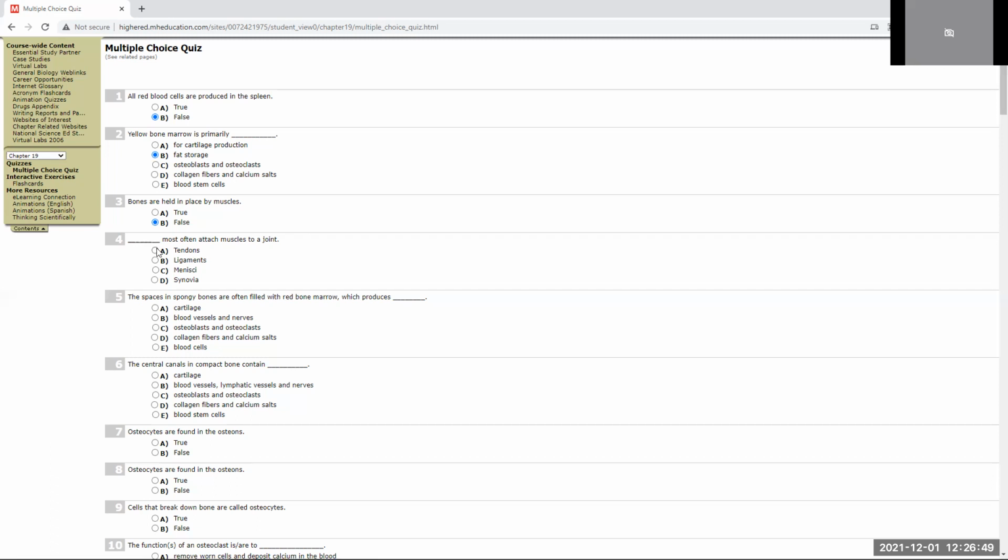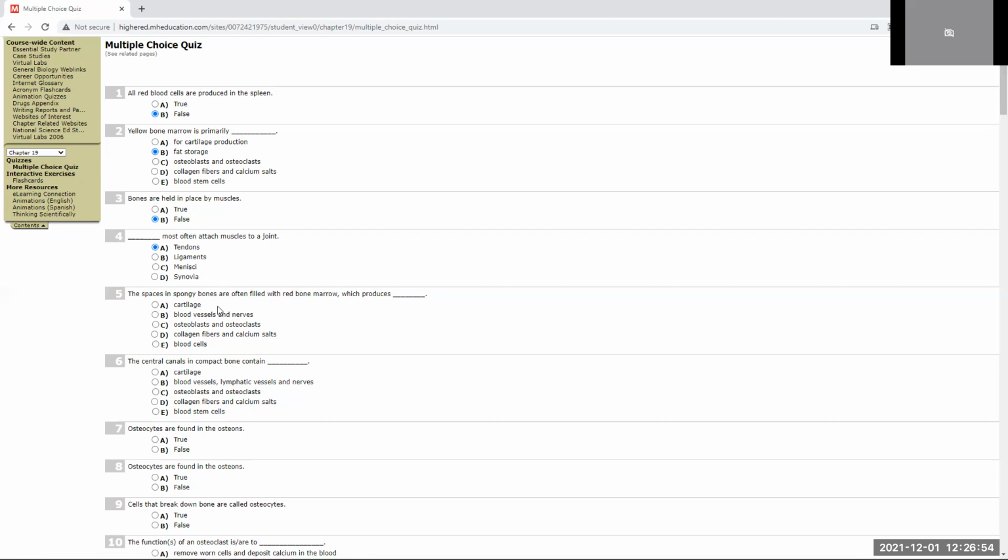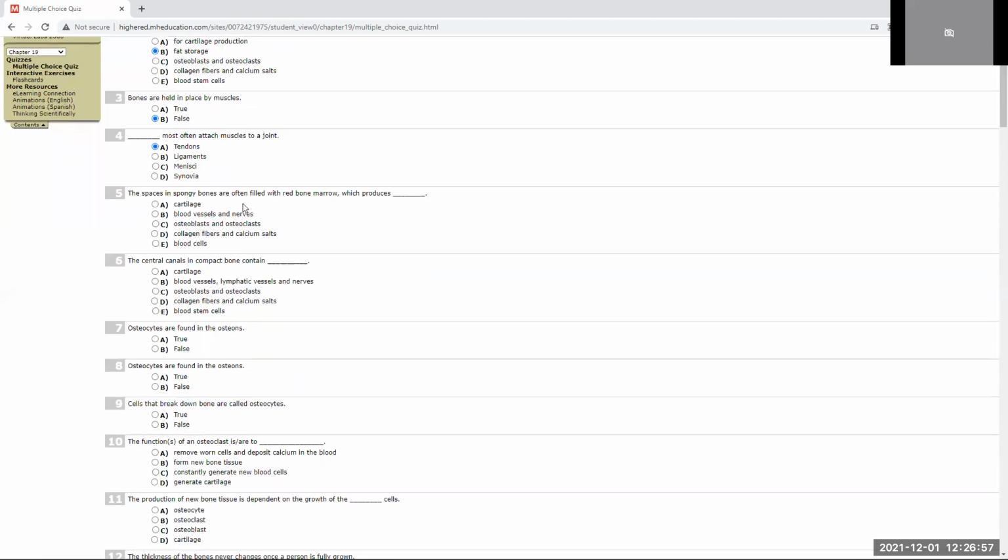So I'll just answer that one. Right, so muscle to bone, that would be a tendon in that case. The spaces in spongy bone are often filled with red bone marrow. And what this produces, we didn't speak to that, but actually we did. That's where you get the stem cells. So what do they produce? The stem cells, which are found in red bone marrow, what will they produce? Blood cells. Yeah, blood cells.